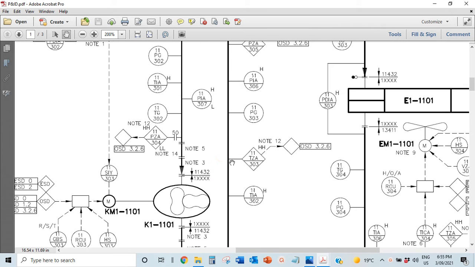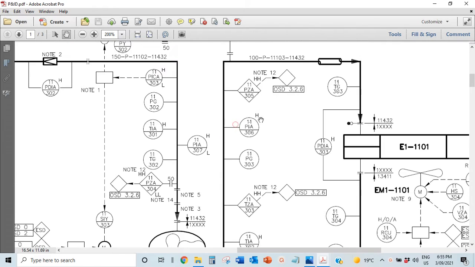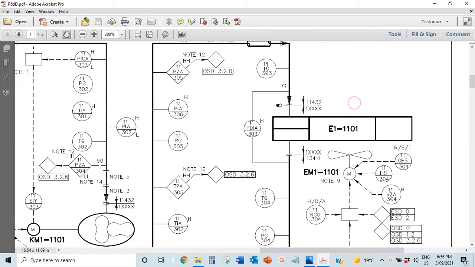upsets the system can trip. So you have all that here, all the protection. These are all forms of protection to be able to control the process.